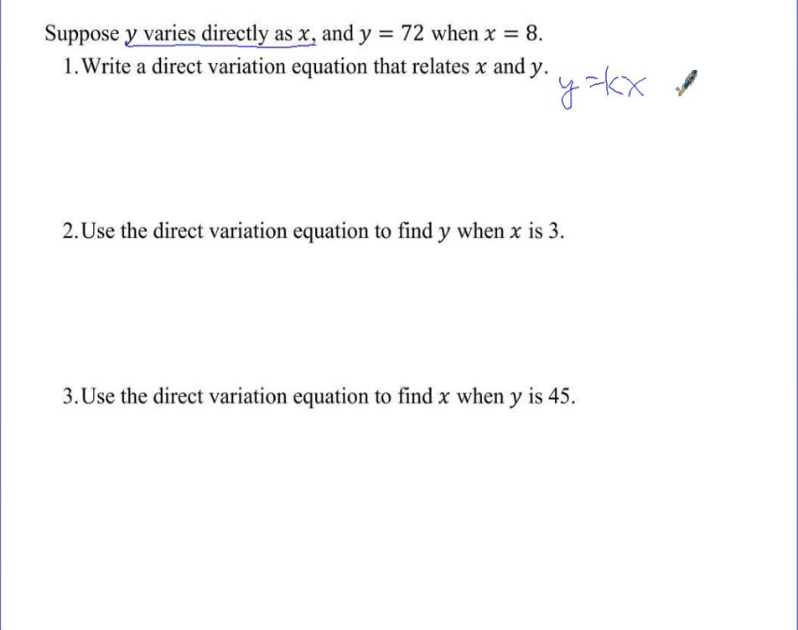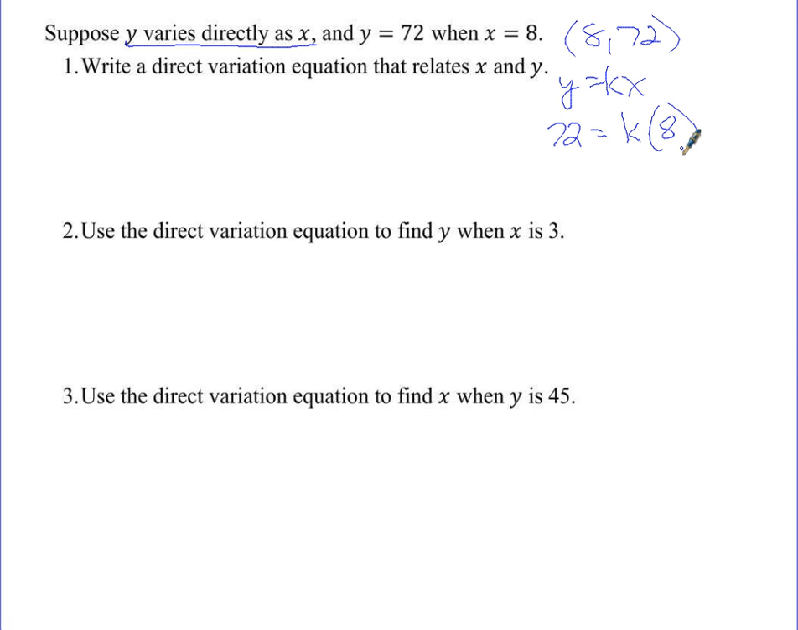Now, they tell me that y is 72 when x is 8. That's like an ordered pair. That's like 8, 72. And anytime I have an ordered pair with an equation, I can plug that ordered pair in. So that's what I'm going to do. I'm going to take that 8 and plug it in for x. I'm going to take that 72 and plug it in for y. So I have 72 equals k times 8.